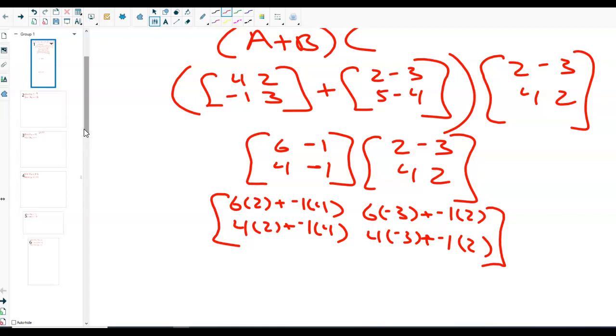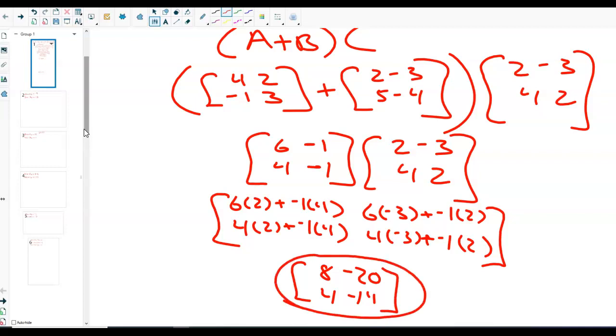Now we clean it up. 6 times 2 is 12, and negative 4, that's 8. Negative 18 and negative 2 is negative 20. And negative 4 is 4. Negative 12 and negative 2 is negative 14. And that's our answer. Right.